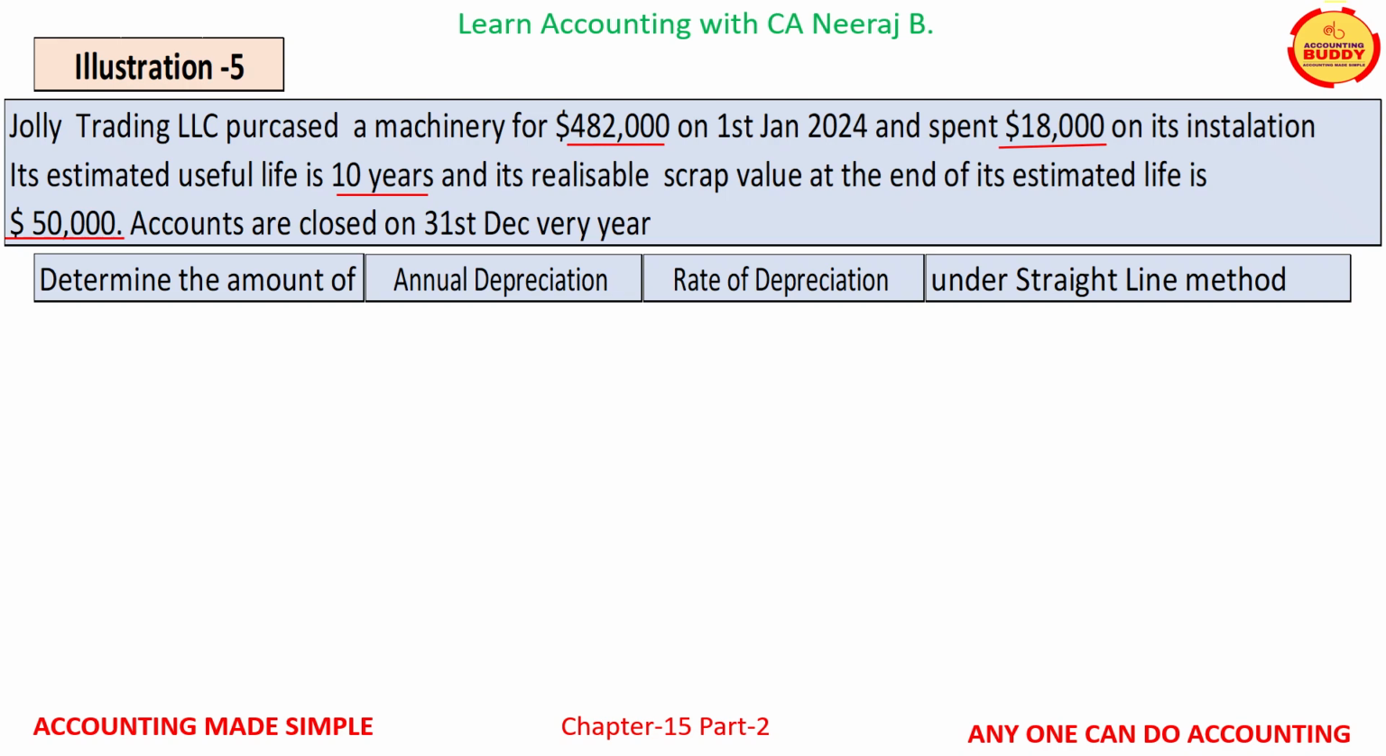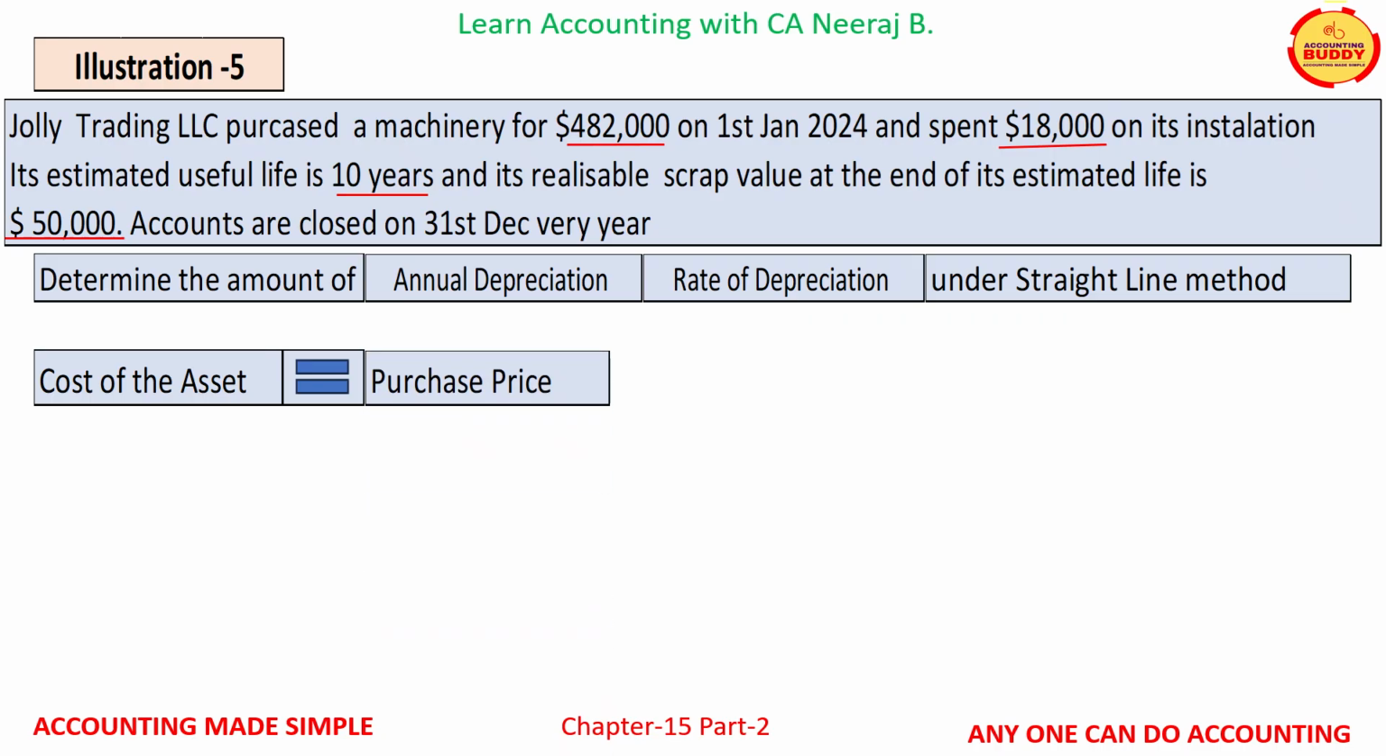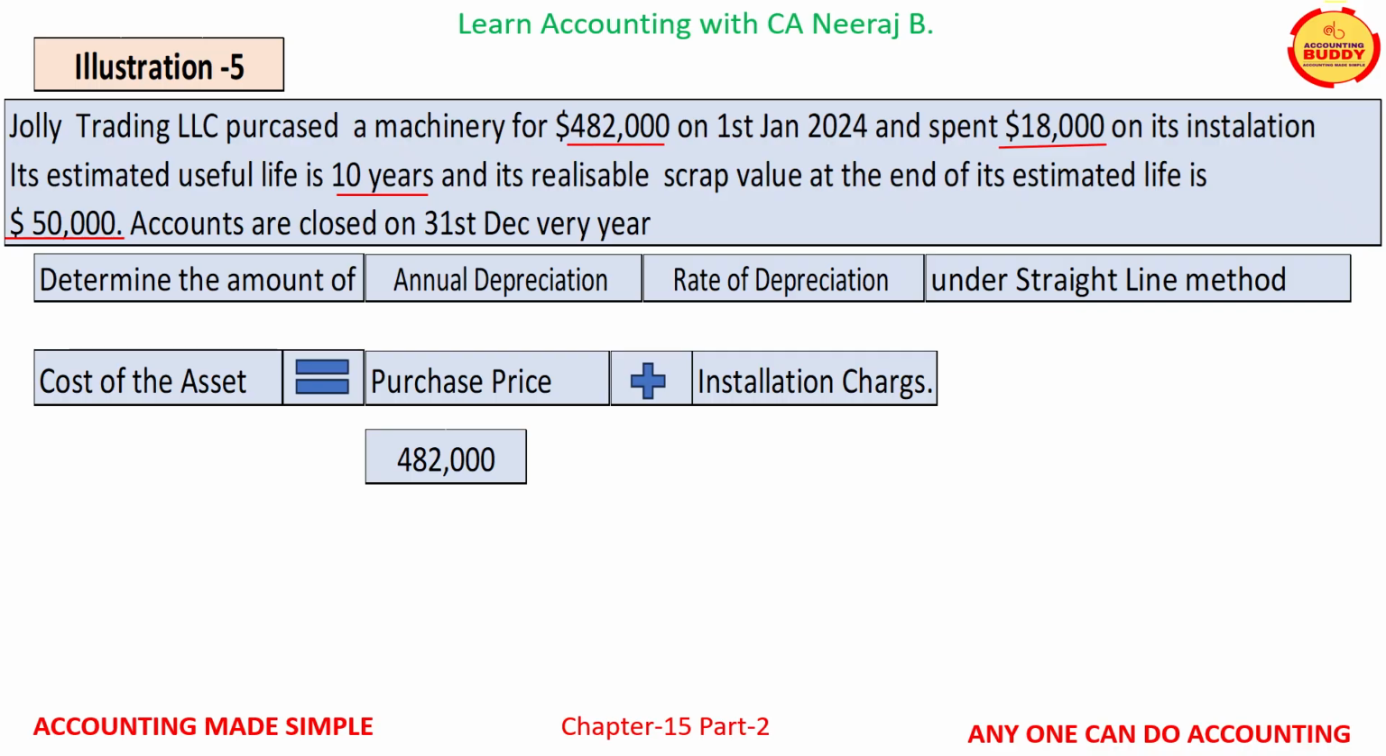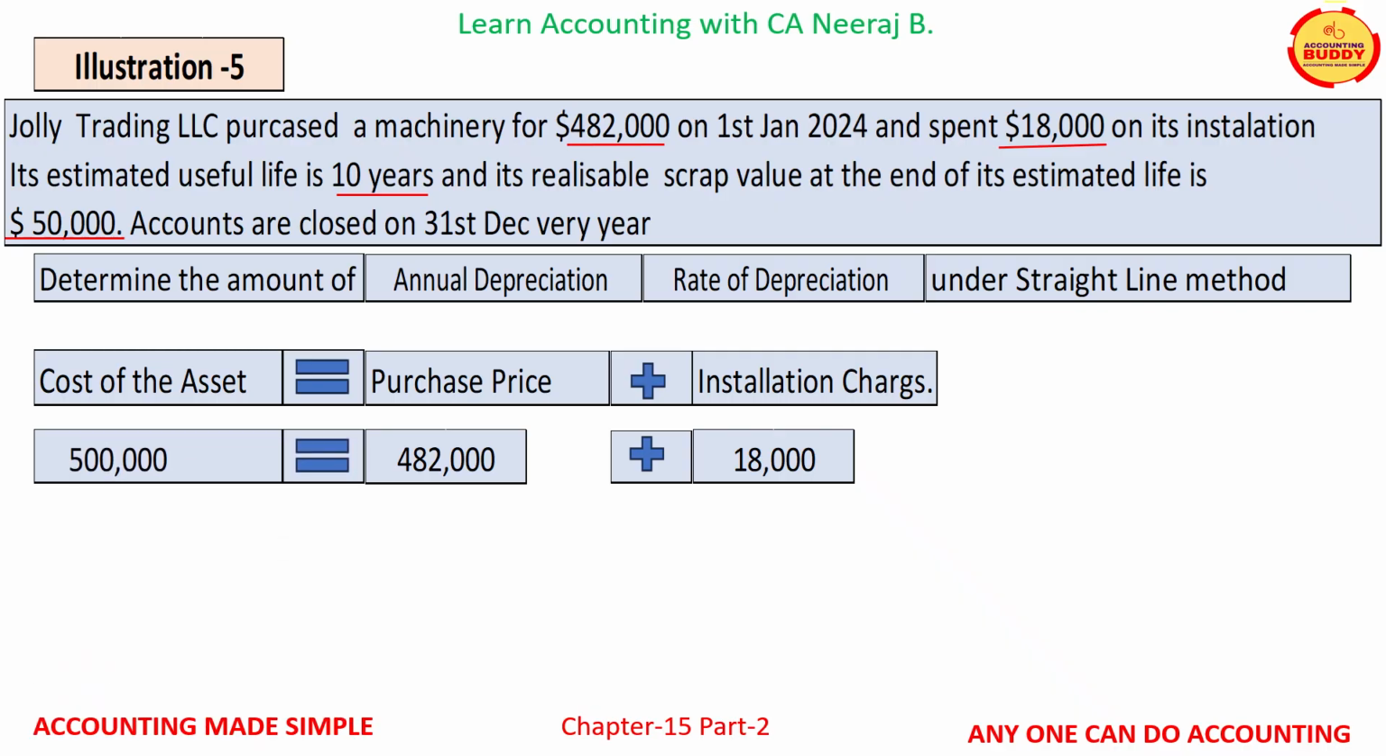We have learned that the cost of the asset is equal to the sum total of its purchase price plus installation charges. Purchase price in this illustration is $482,000 and installation charges are $18,000. Therefore, the total cost of the machinery in this case is $500,000. Now let us find out the annual depreciation for this machinery.